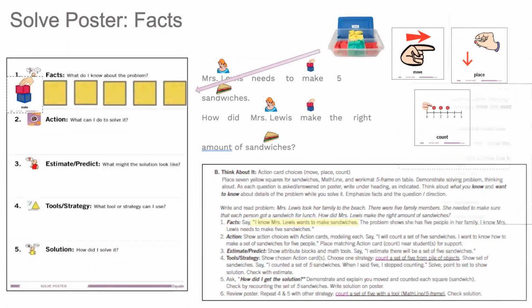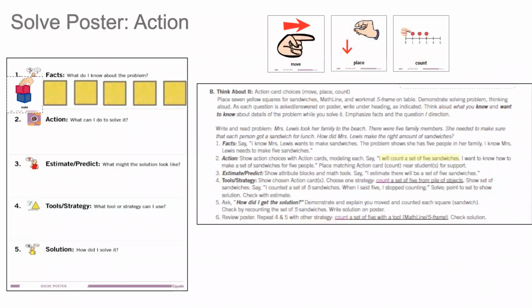I can then place those tiles on the solve poster to represent what I know about the problem. The next step in our problem-solving process is to identify the action we can take. So this is where you'll show your 3 action card choices. Model each one if necessary with the materials on the table to provide that background knowledge for students. Then make your choice.